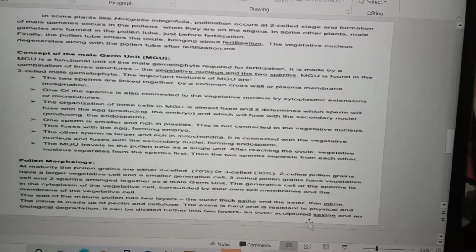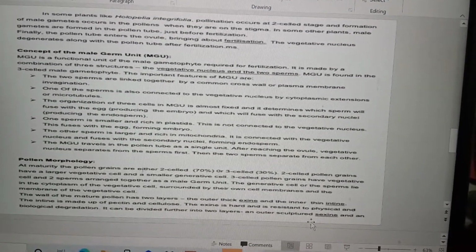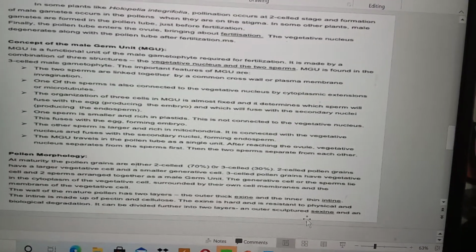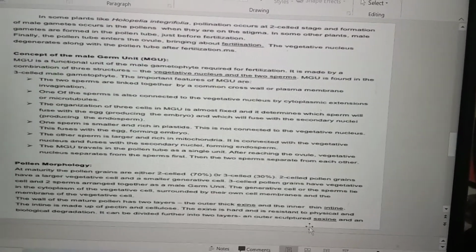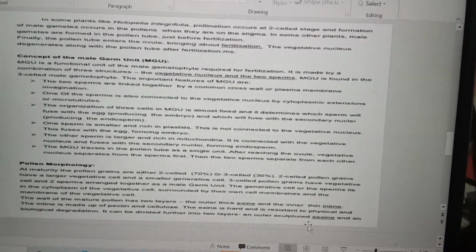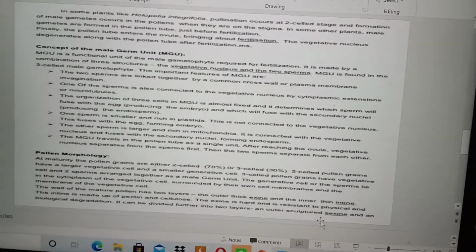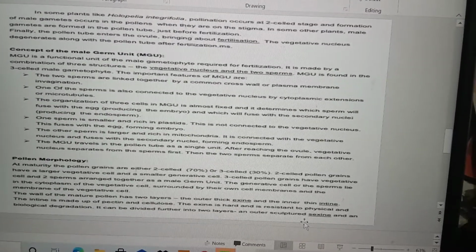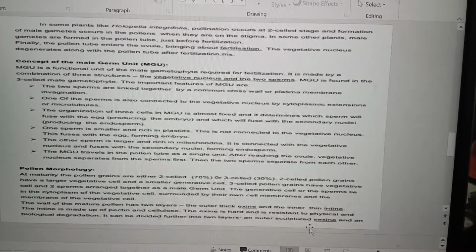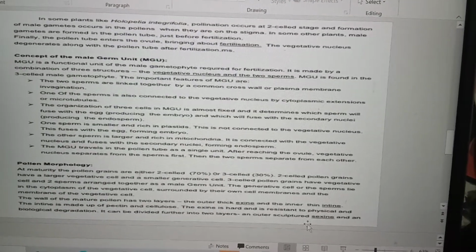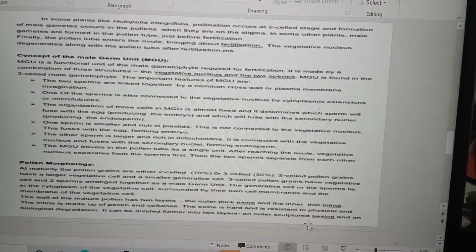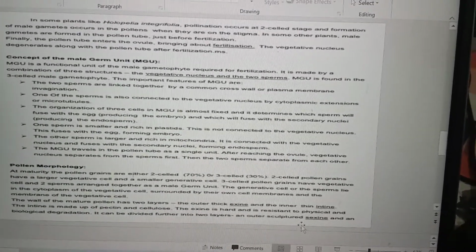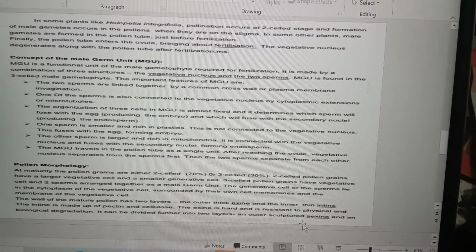So the male germ unit includes three structures: two male gametes, which are non-motile, they do not have flagella or cilia or any kind of such structure, plus one vegetative nucleus. This male germ unit is found in the three-celled male gametophyte. The important feature of the MGU is that the two sperms are linked together by a common cross wall or plasma membrane. One of the sperms is also connected to the vegetative nucleus by cytoplasmic extensions of microtubules.